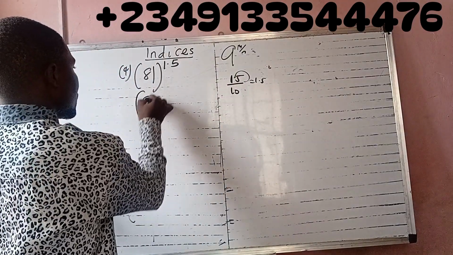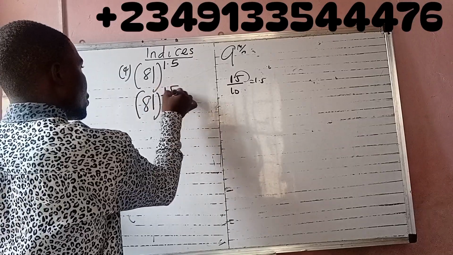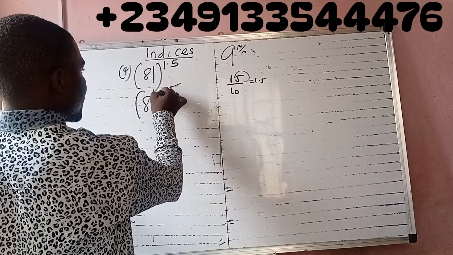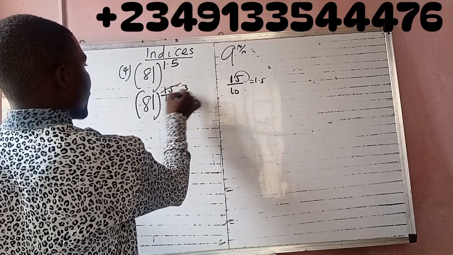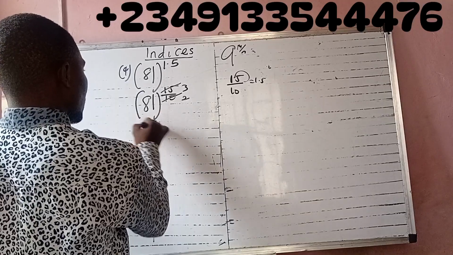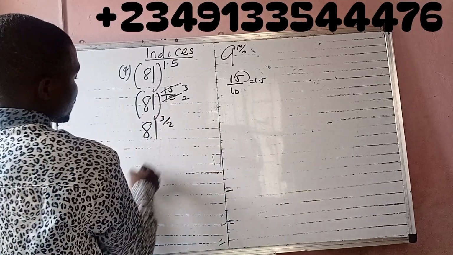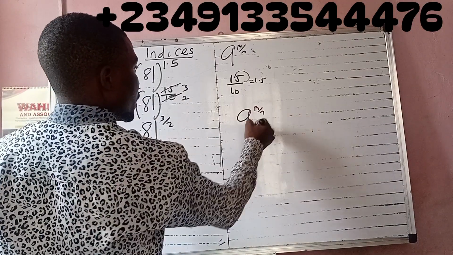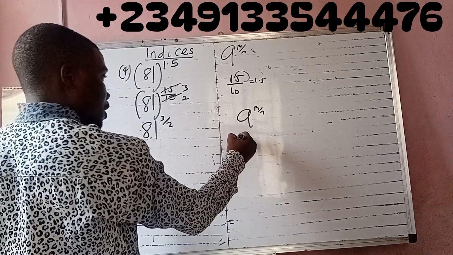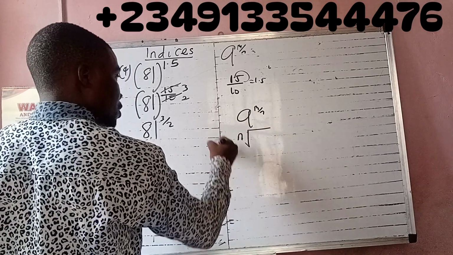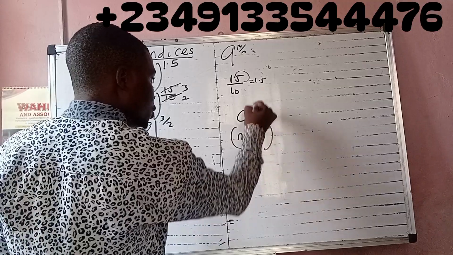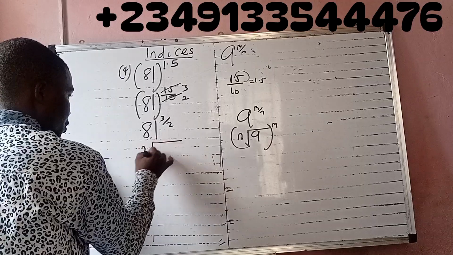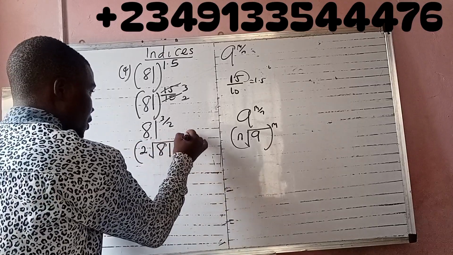So change it to this form. We have 81 raised to power 15 over 10. So we can break it down. How many 3s can we see in 15? 5, sorry, 3. 5 in 10, we have 2. So we have 81 raised to power 3 over 2. Now this is the fractional law. So how can we solve it? The law says that if you have a raised to power m over n, this n comes forward as the root of the base, everything raised to the numerator, which is m. So let's apply the same law here. The root, then 81, then everything raised to 3.